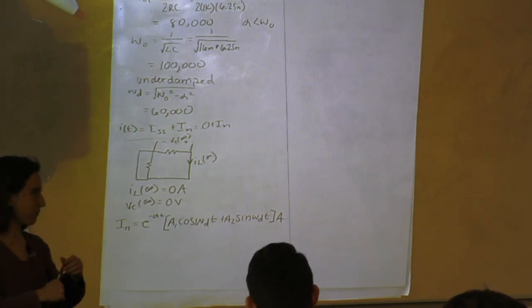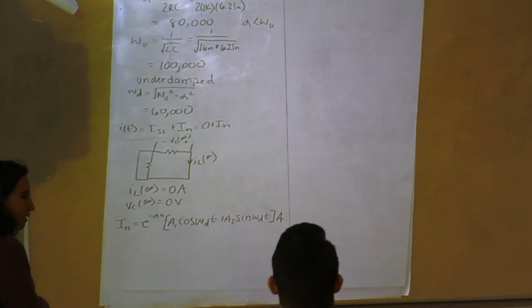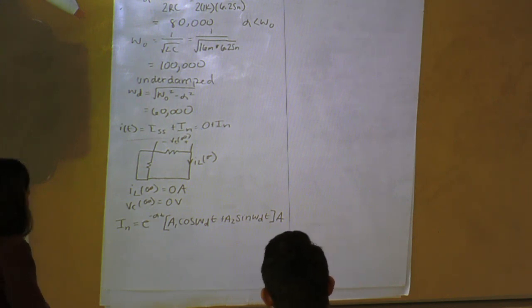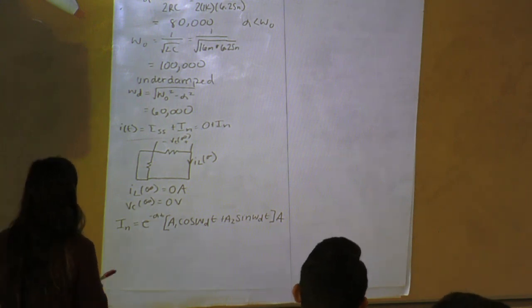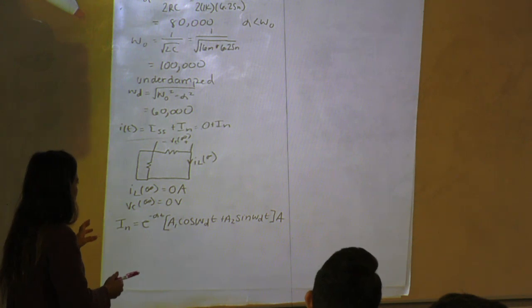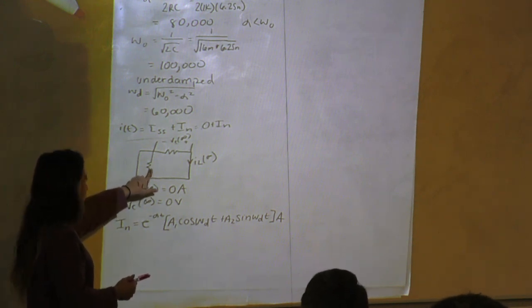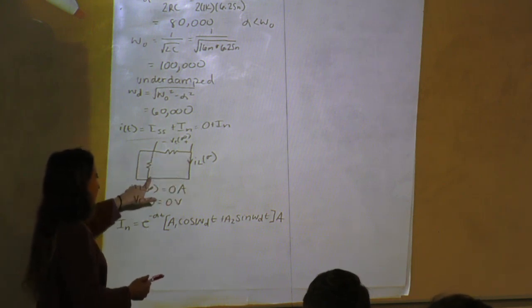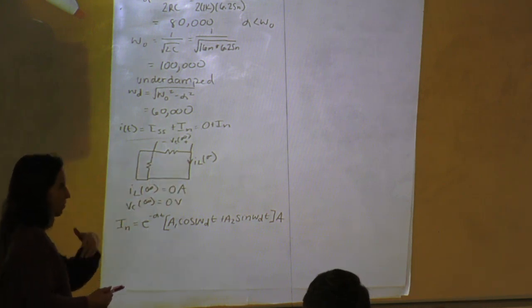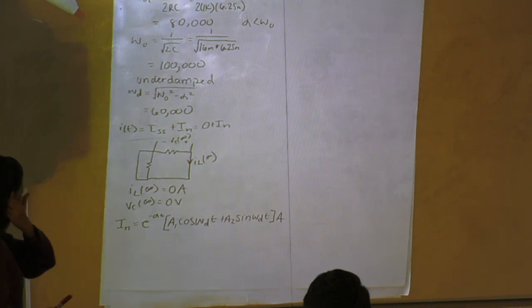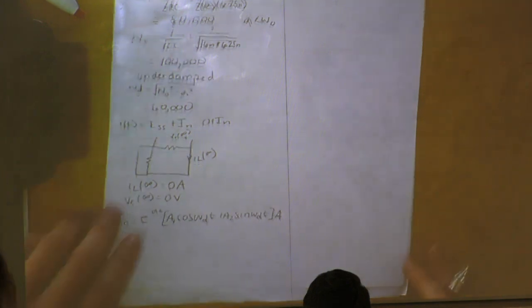I have a question. Yeah. How did you determine that VC infinity is 0 volts? How do you know that it's 0 volts without calculating the energy? Well, you're okay with this becoming a short, right? Right. So then our VC is also in parallel with a short, so we can just wipe it all out. Okay. Sorry. No problem.